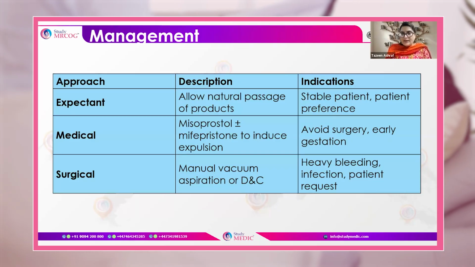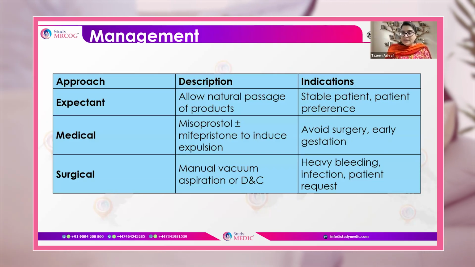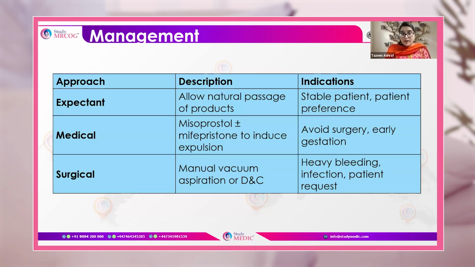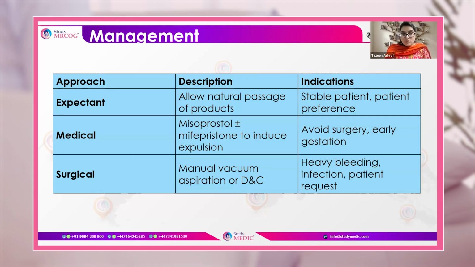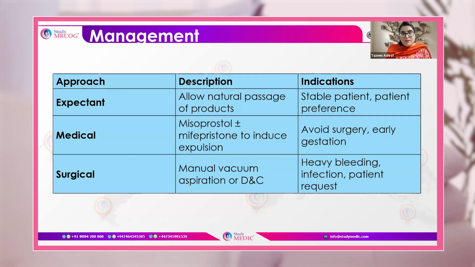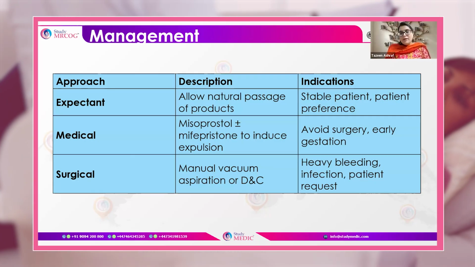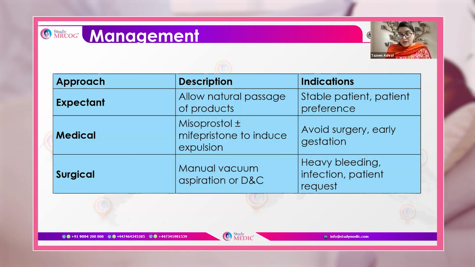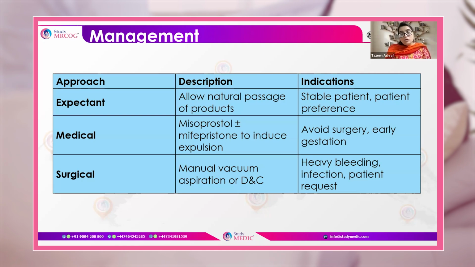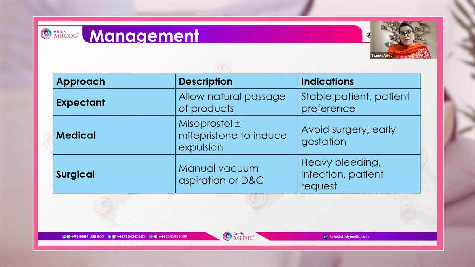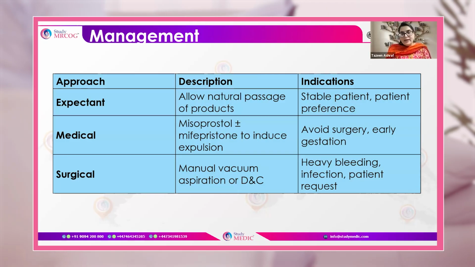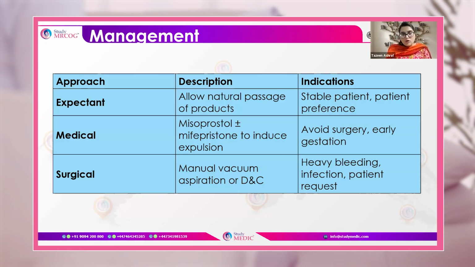The management can be expectant, leaving it to nature, when the patient is stable and the patient's preference is for expectant management. If they develop heavy bleeding, they have to report back to the hospital. Medical management is misoprostol and mifepristone to induce expulsion, for those patients who are willing for medical management and don't want surgery. So medical termination can also be one of the options.